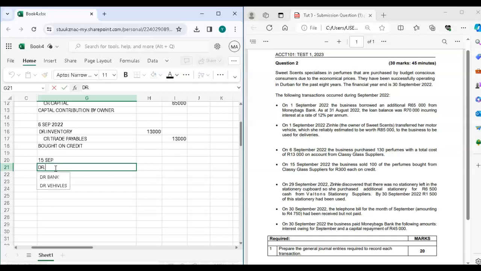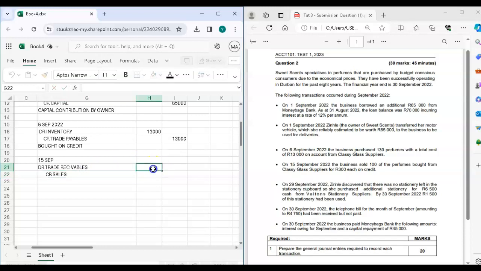So the business sold 100 perfumes bought from Glassy Suppliers for 300 each. So you sold it, so what's 300 times 100? That's 30,000. So you sold these goods for 30,000. So record that transaction first. But you sold it on credit. So it's debit your trade receivables, your debtors control. Trade receivables is your debtors control. And then you credit your sales, because your sales is going to increase.